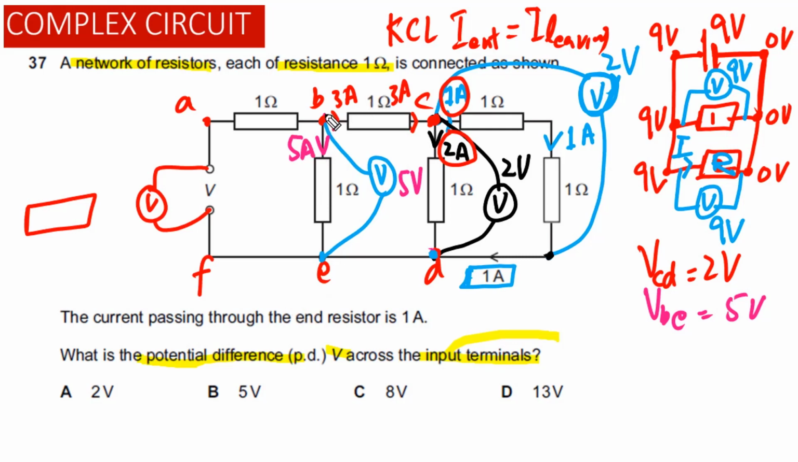Now look at this junction now. So how much current is leaving this junction? That is equal to 5 plus 3 amps. So means 8 amps. So how much current is entering? That has to be equal to 8 amps.